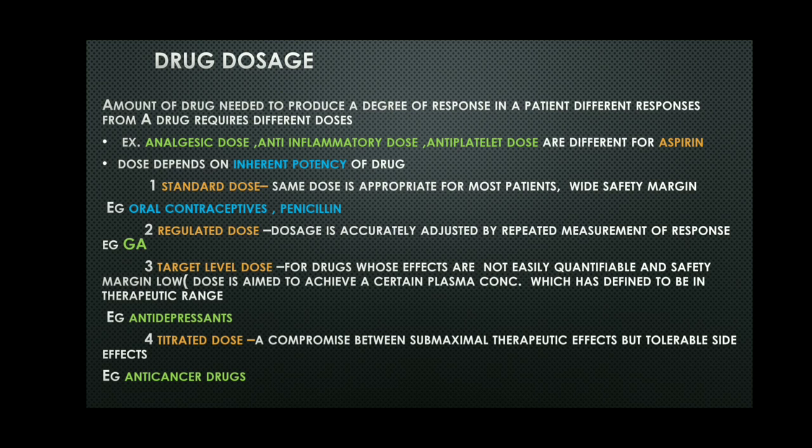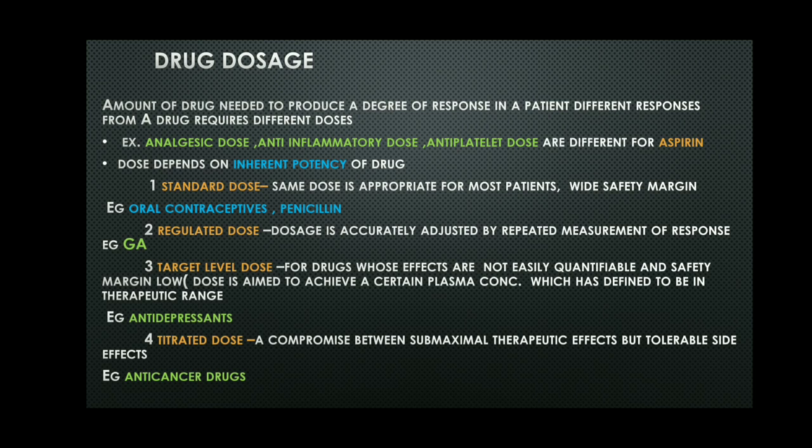The dose is aimed to achieve a certain plasma concentration which is defined to be in the therapeutic range. So we will aim a dose. What do we aim at? To achieve a certain plasma concentration. मतलब हम एक डोज देंगे जिससे एक पर्टिकुलर प्लाज्मा कॉन्सेंट्रेशन रीच हो सके जो थेराप्यूटिक रेंज के अंदर है. We know what the therapeutic range is; we explained it in the previous parts. Just to brief it up, it is the gap between the minimal therapeutic action and the maximal adverse effect action. Now the example we have here is antidepressants, right? Target level dose is given for antidepressants.